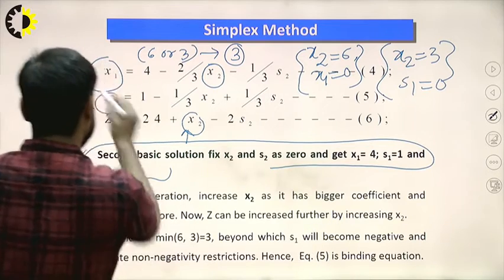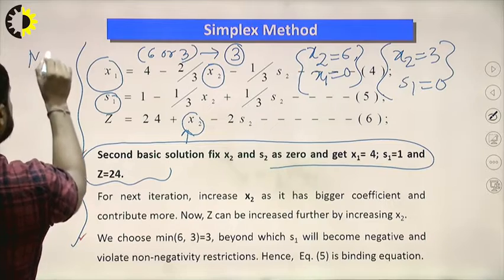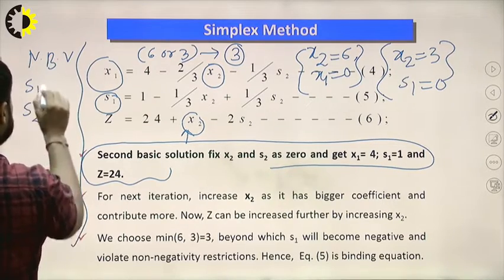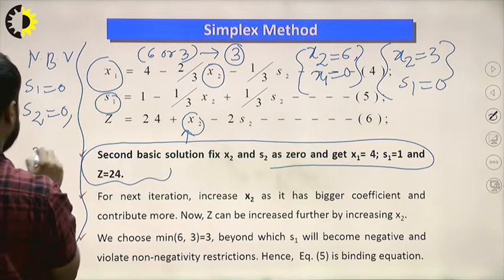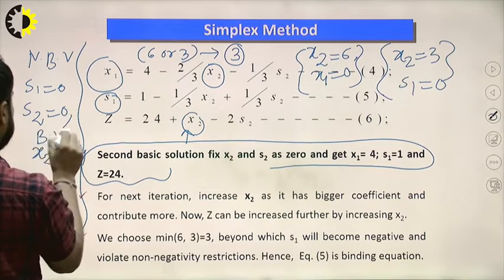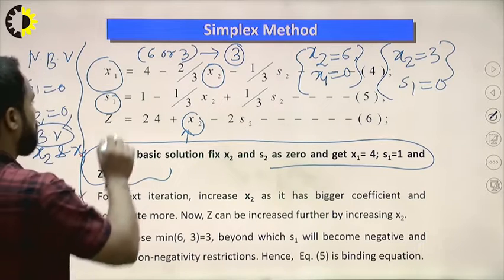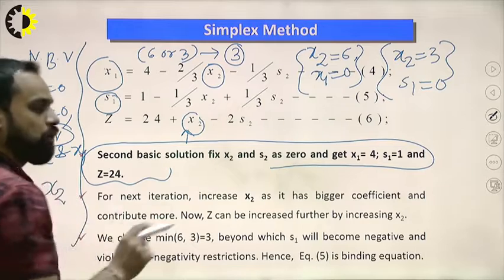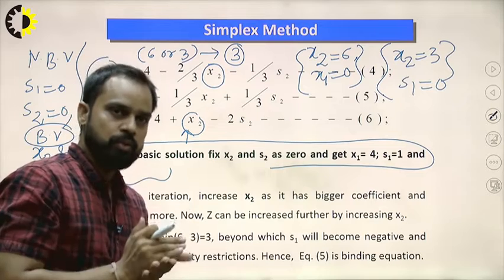Right? So in the next iteration, the non-basic variables become S1 and S2, and the basic variables become X2 and X1. So we have to write these equations in terms of X2. From the first equation, the first inequality is given. With the help of that, we have to write X2.